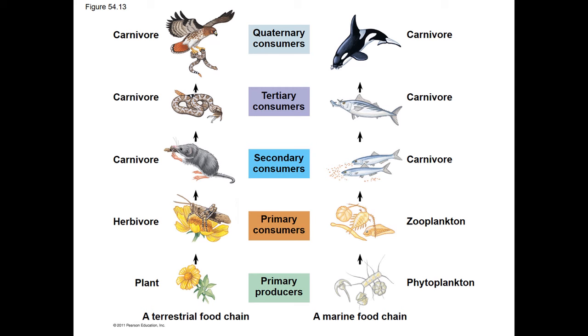So we said a representation of food energy transfer in that community. Here we have an example of a food chain, and we actually have two food chains. We have a terrestrial food chain. Terrestrial just means on land. And we have a marine food chain. Marine means we're talking about an ocean environment.